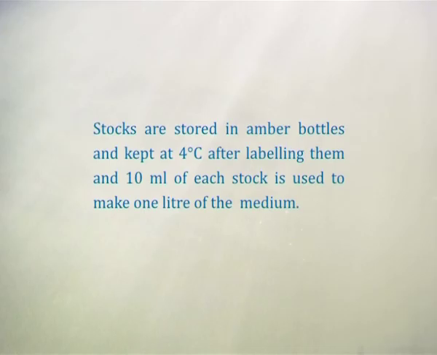Table 1 shows the list of stock solutions for minerals of MS medium made at 100 times final concentrations. The amounts corresponding to 100 times concentrations of these minerals were taken and dissolved in 1 liter of double distilled water for each type of stock solution. Stocks are stored in amber bottles and kept at 4 degrees Celsius after labeling them, and 10 ml of each stock is used to make 1 liter of the medium.